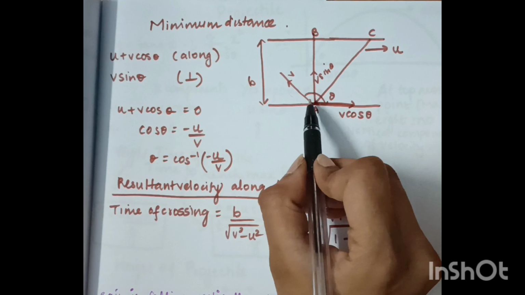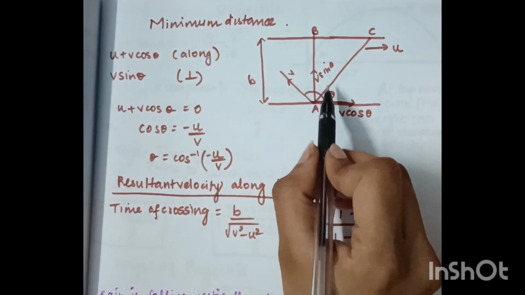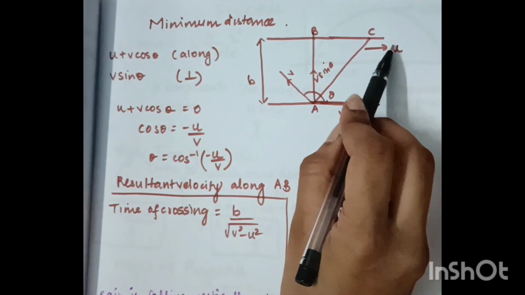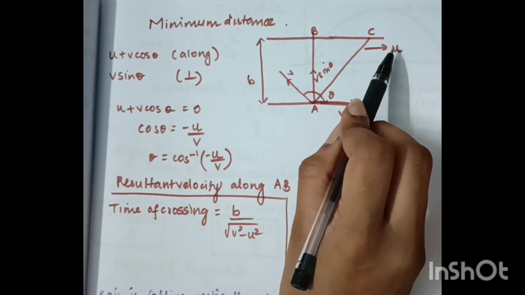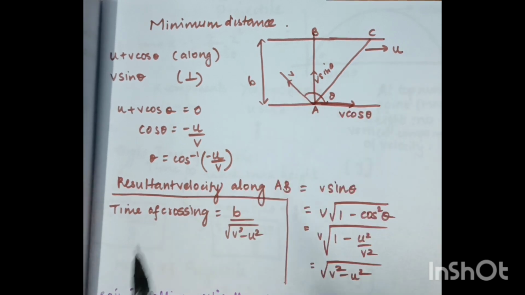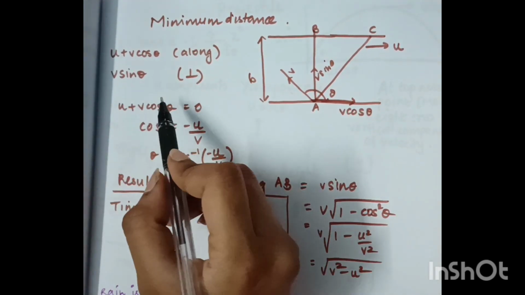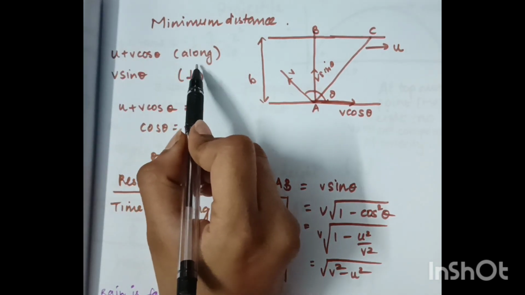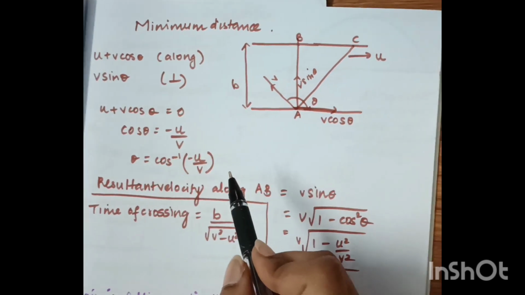So we have already seen if this is v, this will be v sin theta, this will be v cos theta, and this is u, that is the velocity of river, and v is the velocity of man. Okay, u plus v cos theta is along the flow, v sin theta is perpendicular to the flow.